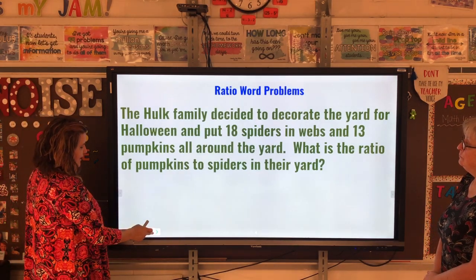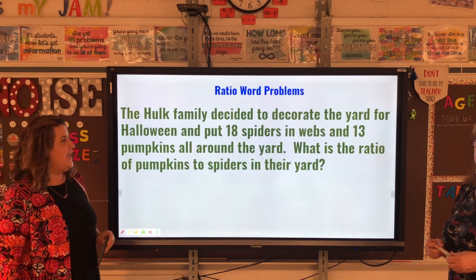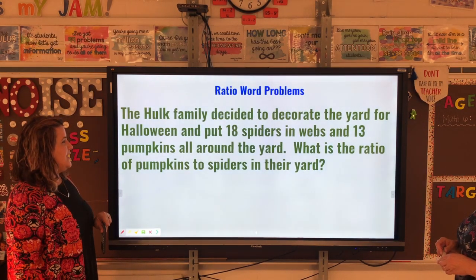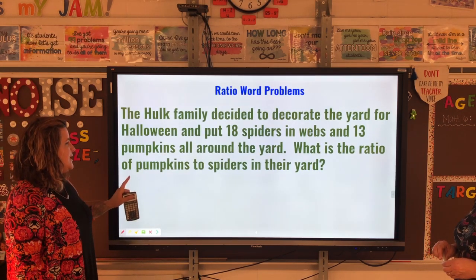The Hulk family decided to decorate the yard for Halloween and put up 18 spiders in webs and 13 pumpkins all around the yard. Looks like my house. What is the ratio of pumpkins to spiders?